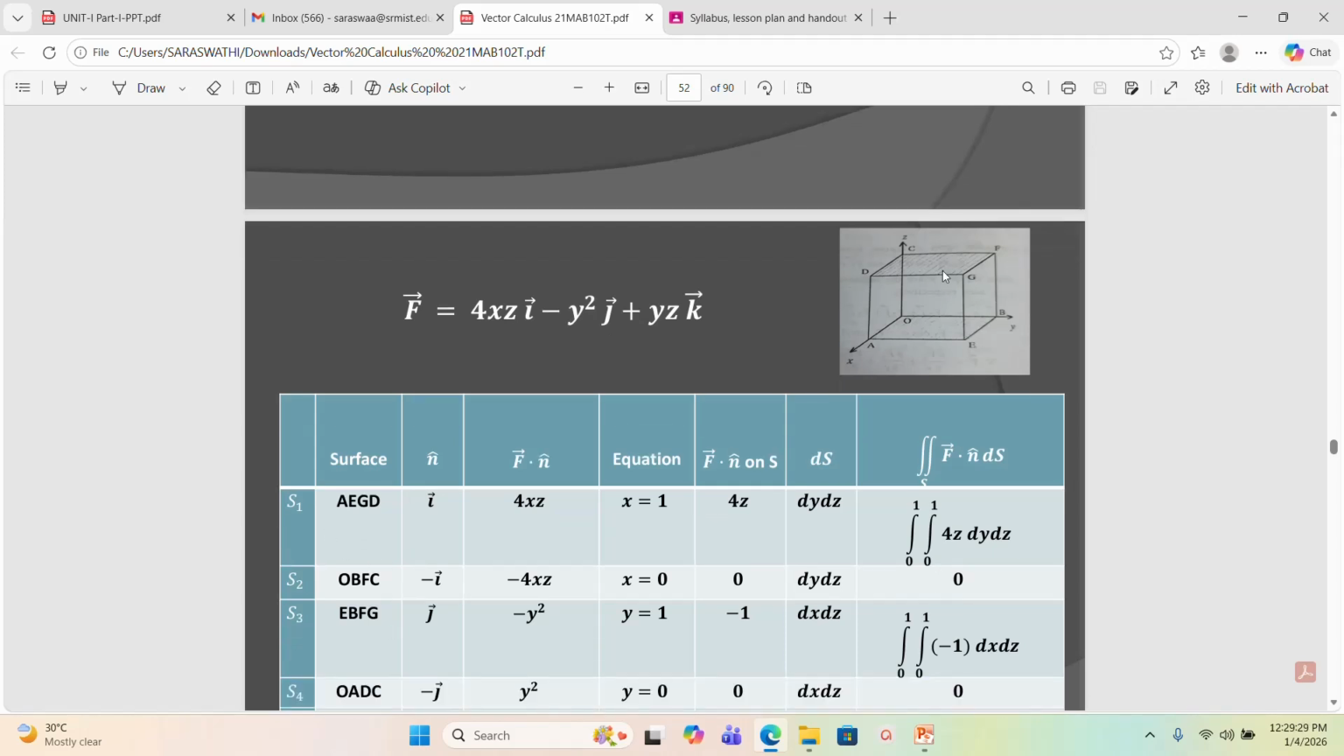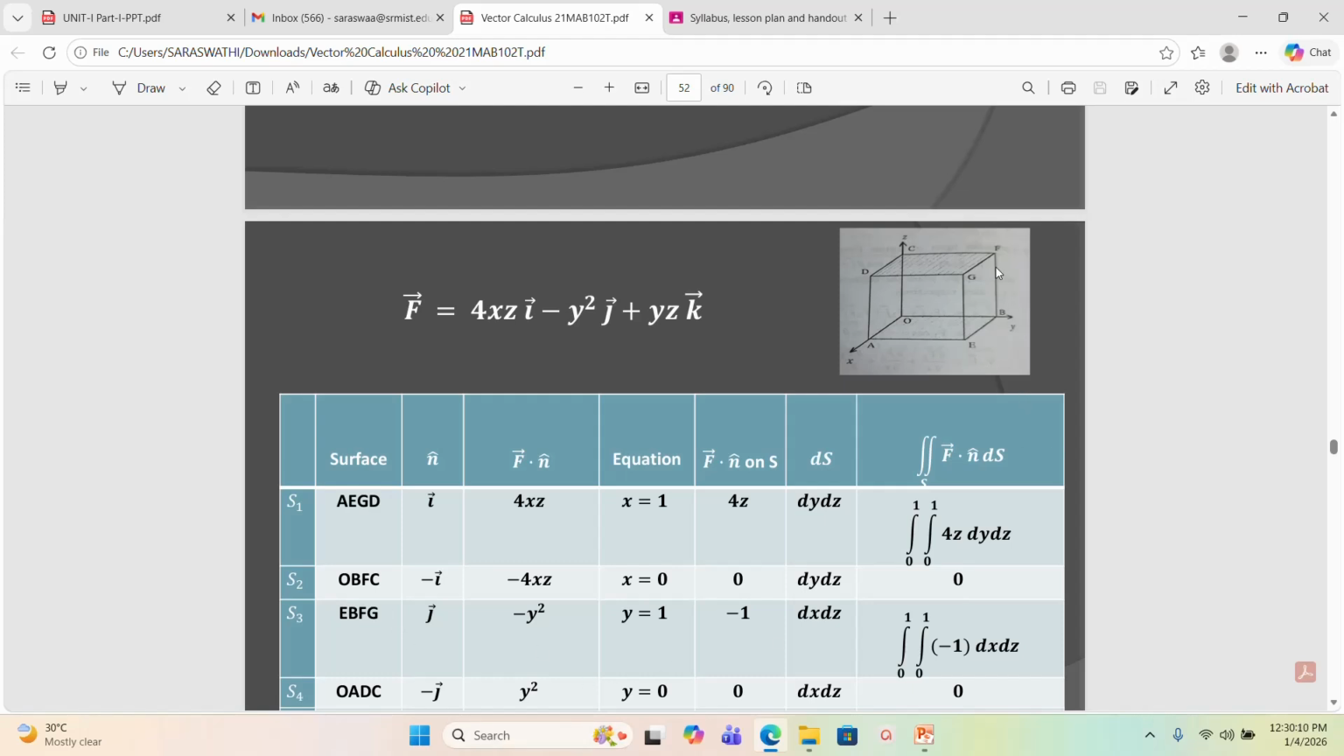Similarly for O, F, C, D, n cap is the opposite, minus i, and f vector dot n cap is minus 4xz, and here the value of x is equal to 0. If x is equal to 0, the entire answer is 0, and ds is dy dz. After we substitute the value of f vector dot n cap into ds, it is also 0.